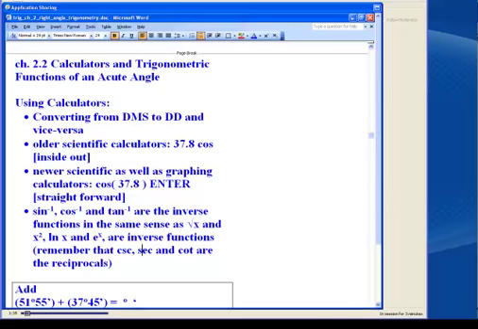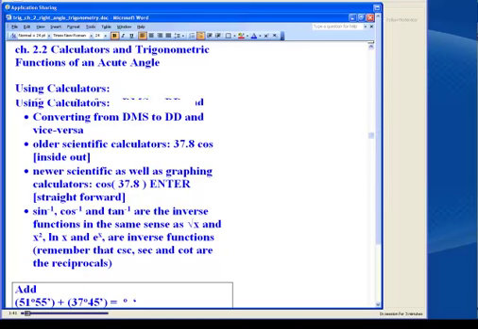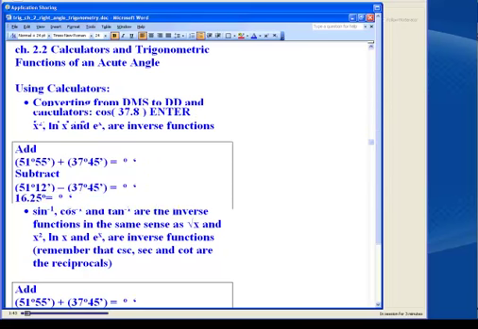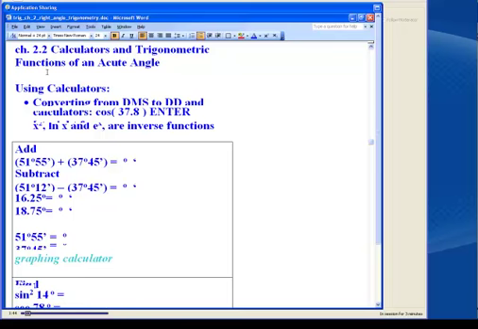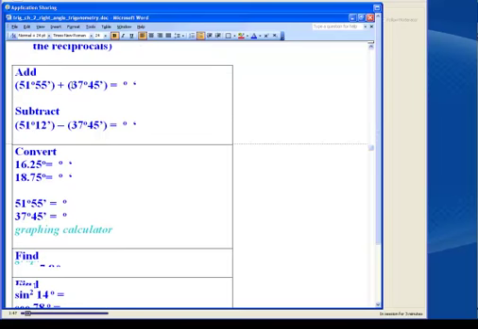Okay, let's get started here. First of all, we're going to add angles in degrees and minutes. And when we do so, we add degrees. So we're going to have 51 plus 37, which is 88 degrees. And then we're going to have 55 plus 45 minutes, which is 100 minutes.